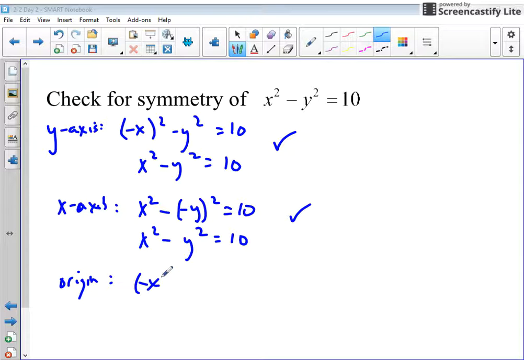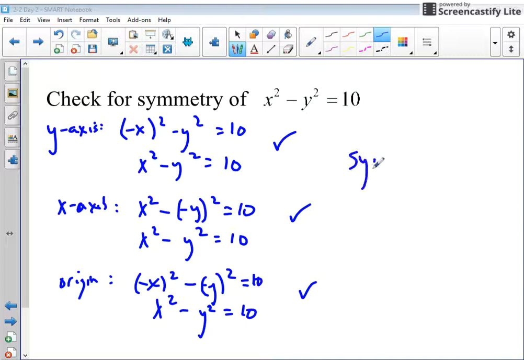So I'm going to make both of these negative. And oops, there's a negative in there. As you may have guessed, that is also going to work because if you square a negative x, that gives you x squared. If you square a negative y, that gives you a positive y squared, and that's the same thing. So there is symmetry, and I'm going to abbreviate here, with respect to, and you would just list these, the y-axis, the x-axis, and the origin. It has all three of them.